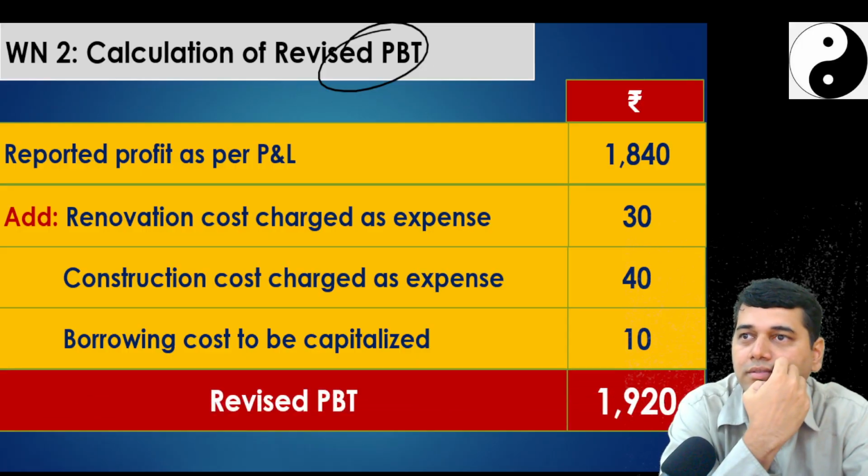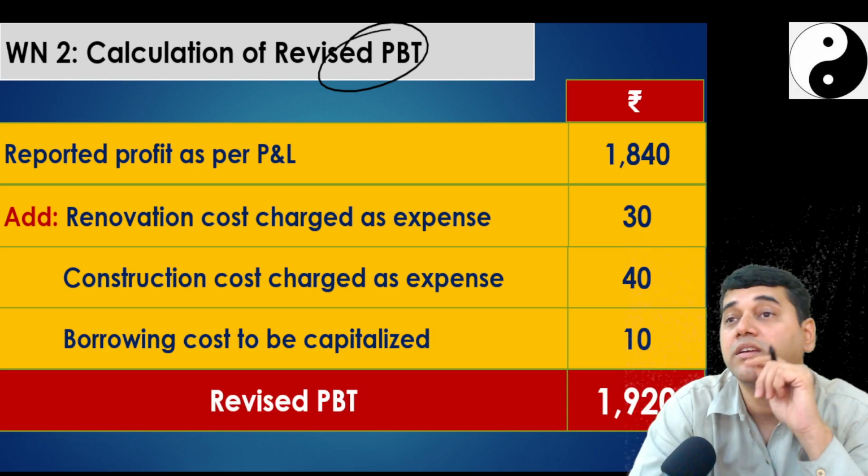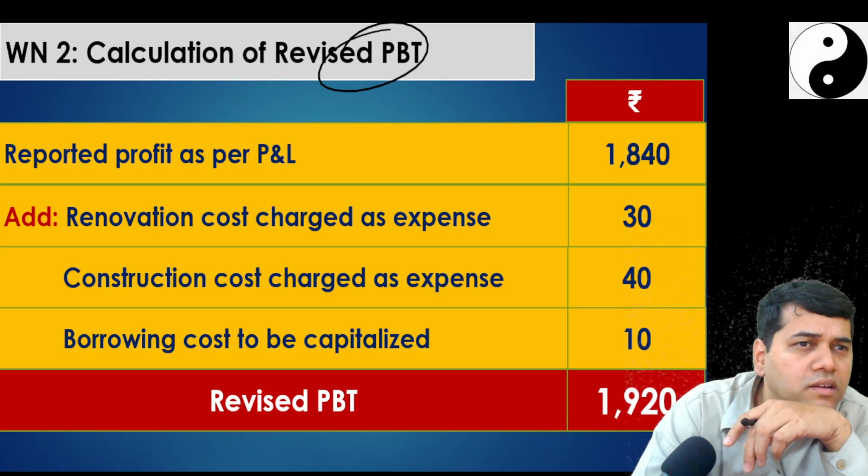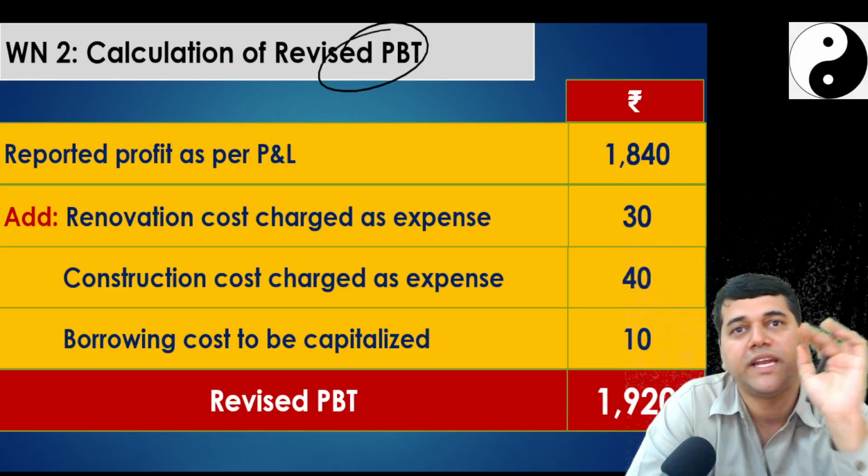1920, no? Or tell me. Sorry? Gain on disposal, what accounting entry should you have passed? Tell me.